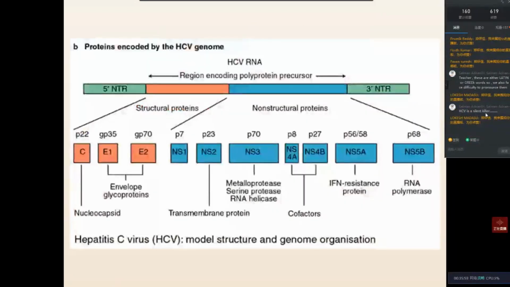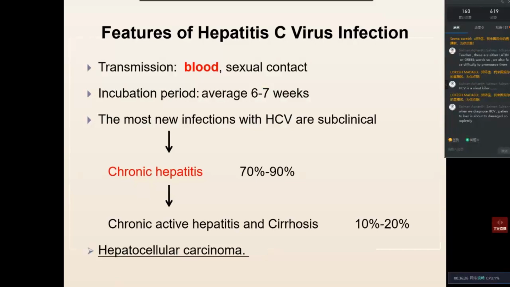And this is the HCV genome. Again, you don't have to remember it. Just remember that it's an RNA genome, and the size of the genome is here. It's not labeled here. Just remember it's a positive stranded RNA virus. The features of HCV infection: transmission is similar to HBV. Its transmission is through blood or sexual contact. So it's pretty similar to HBV. The average incubation period is about 6 to 7 weeks. So this window is not too big.